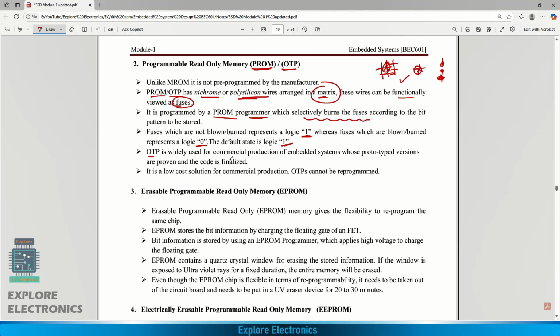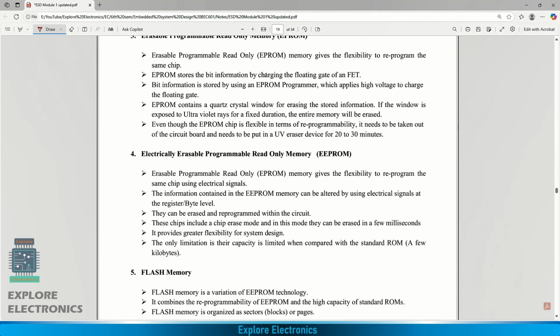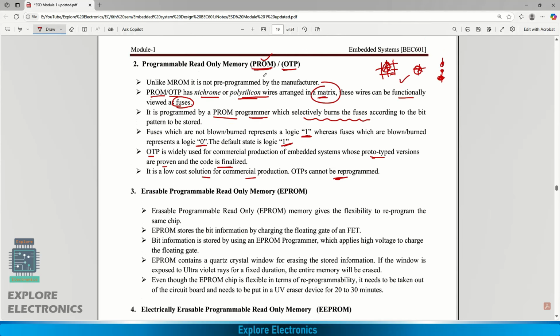So OTP is widely used in commercial production of embedded systems whose prototype versions are proven and code is finalized. It is a low cost solution for commercial applications, and OTPs cannot be reprogrammed, but PROM can be programmed. So this is what programmable ROM is. This is one-time programmable.